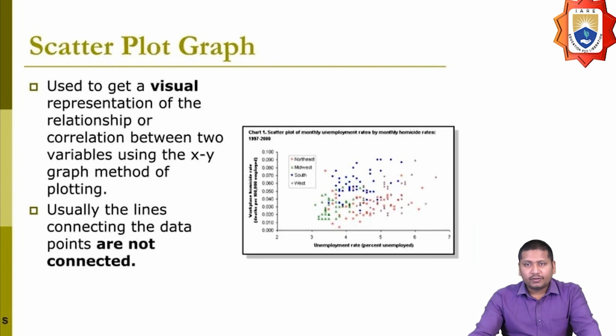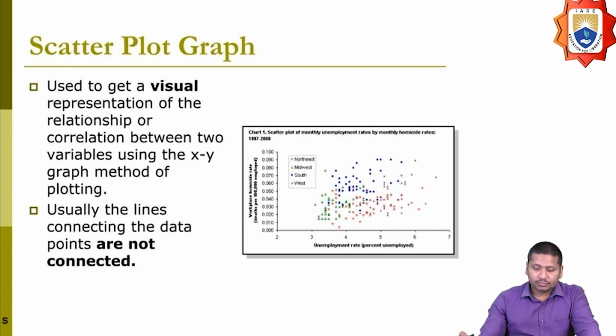Another kind of graph we see here is the scatter plot graph. Normally this is used to show a visual representation of the relationship or correlation between two variables using the Excel graph method. Instead of lines connecting the data points, here we show only the data points, in different colors.